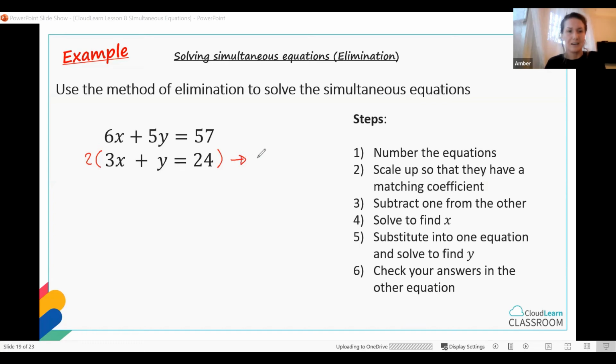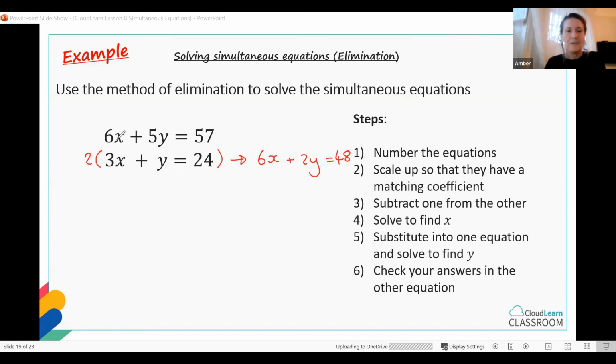And I'm going to write it here, 6x plus 2y, I realize I might not have space to write it here, equals 48. So really important, remember to multiply every single term in the equation.